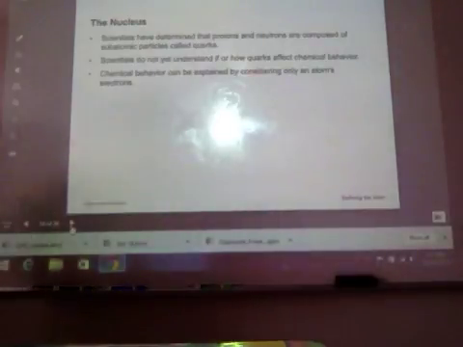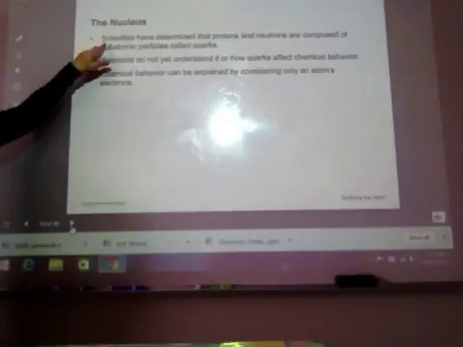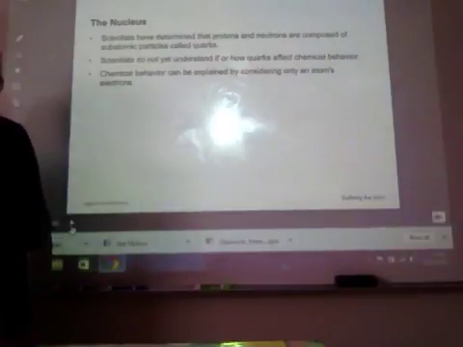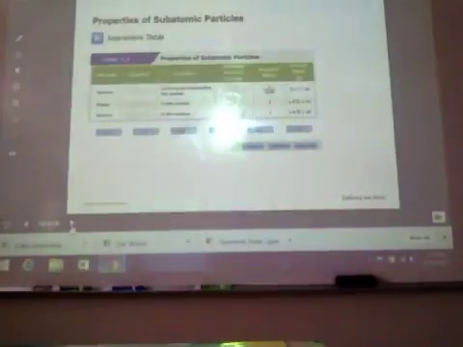So, inside of the nucleus, they have determined that protons and neutrons are actually made up of even smaller particles called quarks. Scientists do not yet understand the behavior of quarks, and there's not a lot that I can talk about with it. However, the underground lab out west studies quarks and small particles like that. And that's about it there. So a quark is a very, very tiny particle.